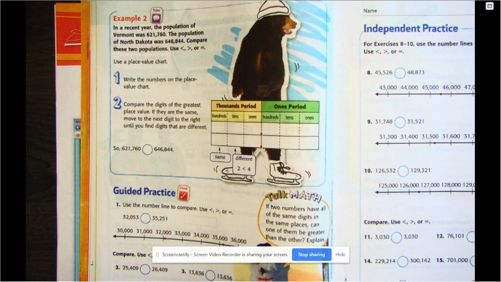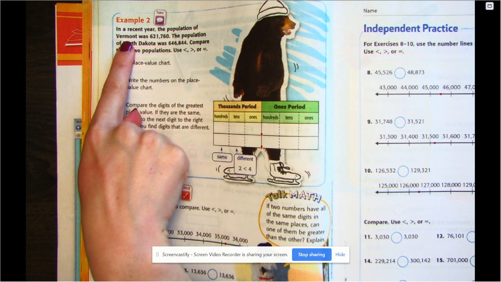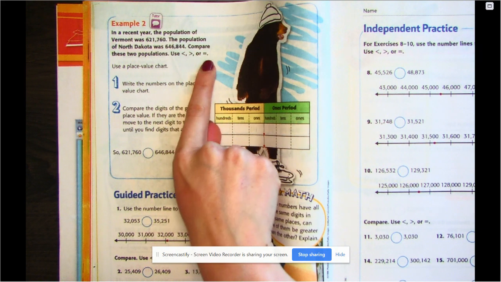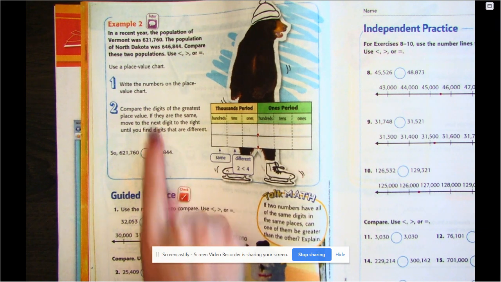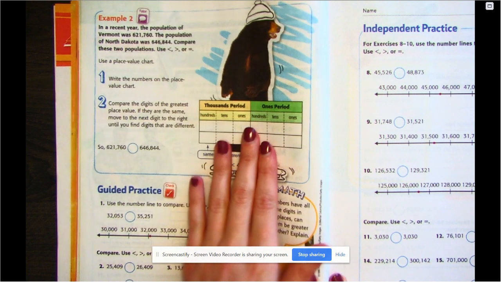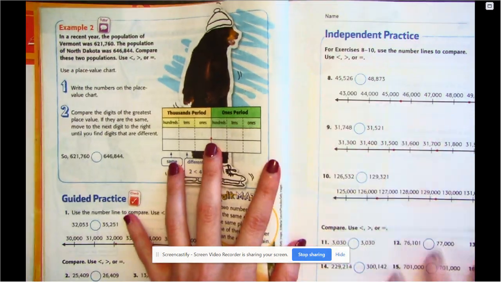So in this example, in a recent year, the population of Vermont was 621,760. The population of North Dakota was 646,844. Compare these two populations using less than, greater than, or equal. So it wants us to use a place value chart, and they gave us one here, but they didn't give us one for the rest of the work.